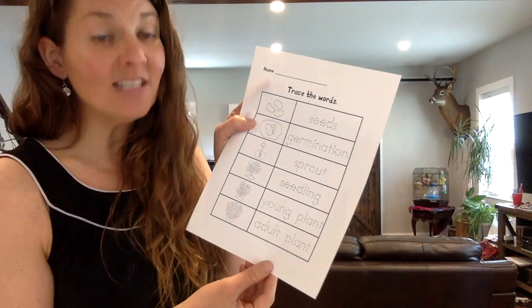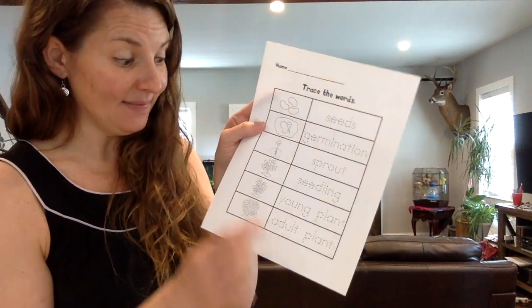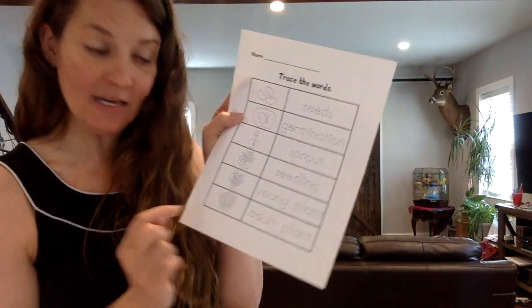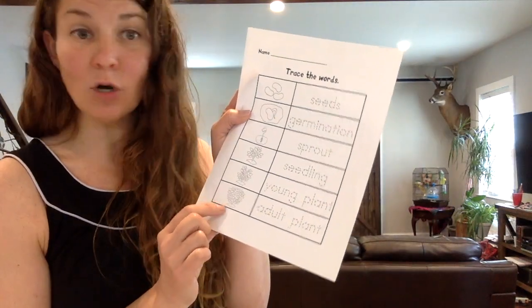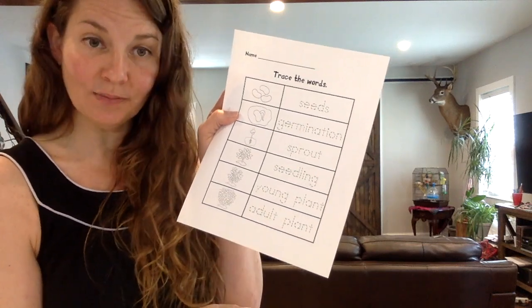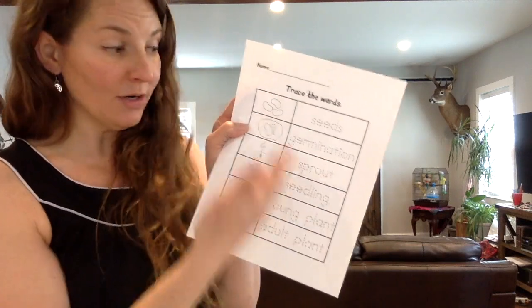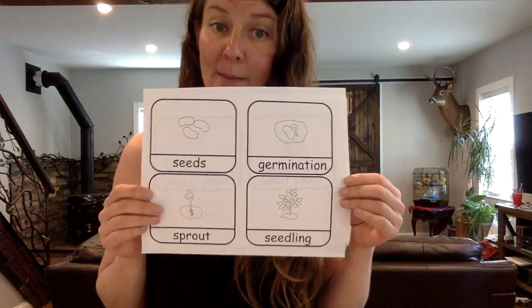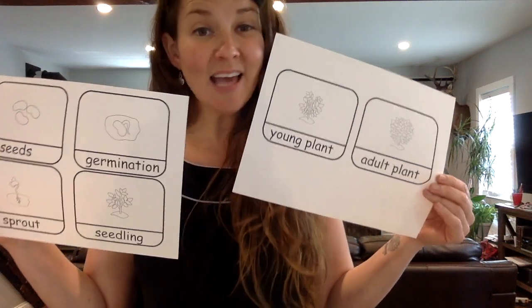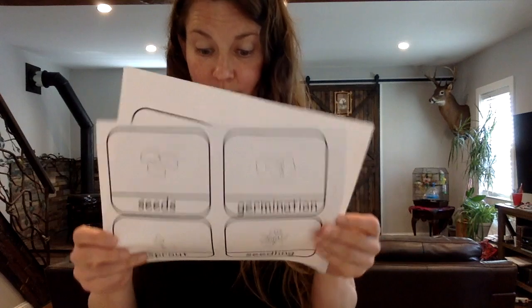The seedling is going to start growing more leaves. As it grows a little more leaves, it becomes a young plant. And then it grows lots of leaves, and it's an adult plant. You're going to trace all the words and color in the pictures. You also have some large vocabulary cards. You're going to color in those pictures, and you can cut them out.